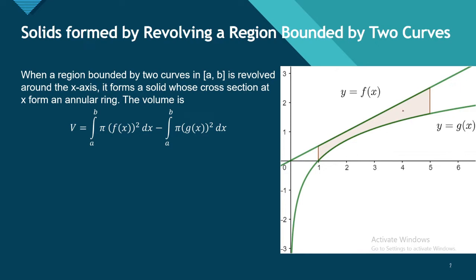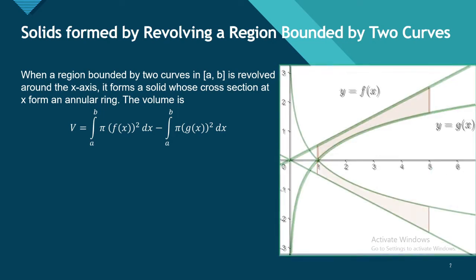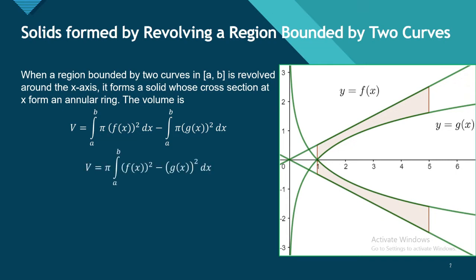So this plane region here, which is bounded by two functions, f of x and g of x, we will revolve it around the x-axis. And when you do that, you will form a three-dimensional object, a solid, which is kind of hollow in the middle. And this is how we compute the volume of that solid.